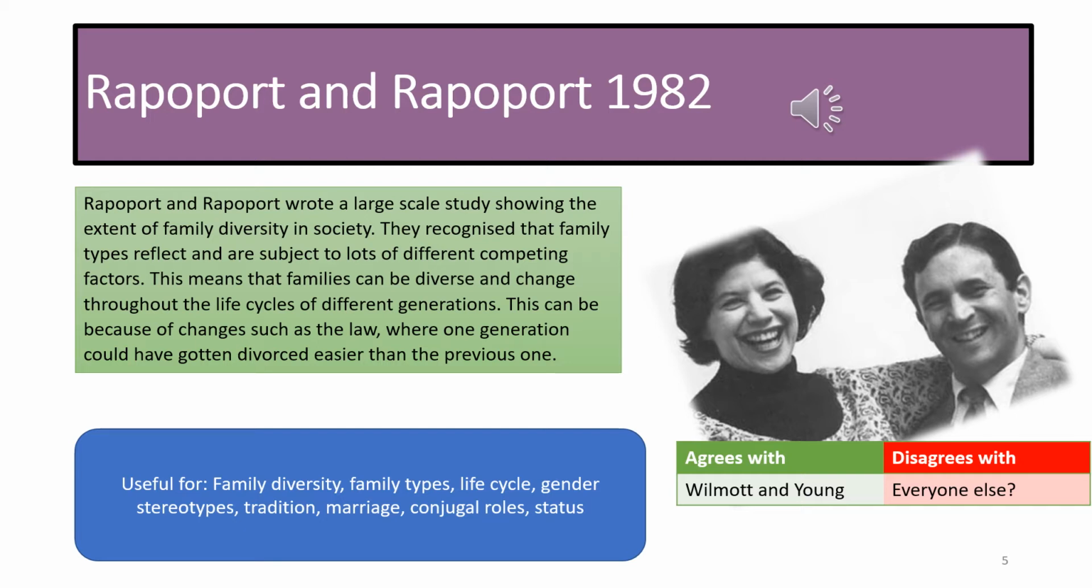Theirs was a really large scale study. They showed how family types reflect all these different factors. So if you think of your cages, you can then think of Rapoport and Rapoport there, and how families go through cycles and you're born into one family and then your role will change as you grow up and have your own family. So things like culture, class, gender, all of those things will affect how you experience the family. And Rapoport really nail that in their study here. So use it for anything to do with change and diversity in an essay.